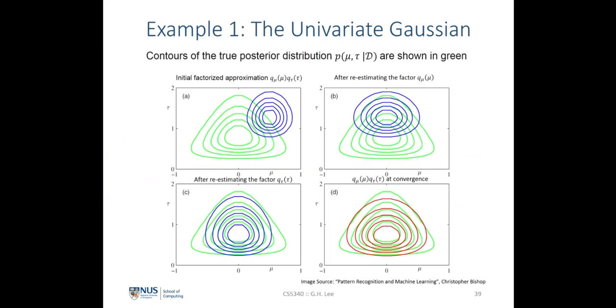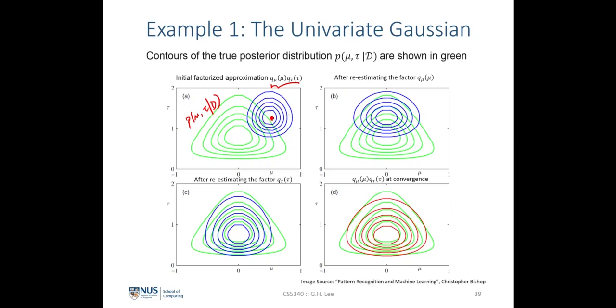Now here's an illustration of how the proposal distribution changes with respect to the number of iterations in the variational inference approach. Here we can see that the blue curves are the distribution given by q mu multiplied by q tau. So this is our proposal distribution, and the target distribution, which is the true posterior distribution of mu and tau conditioned upon all our observations, is given by the green curves.